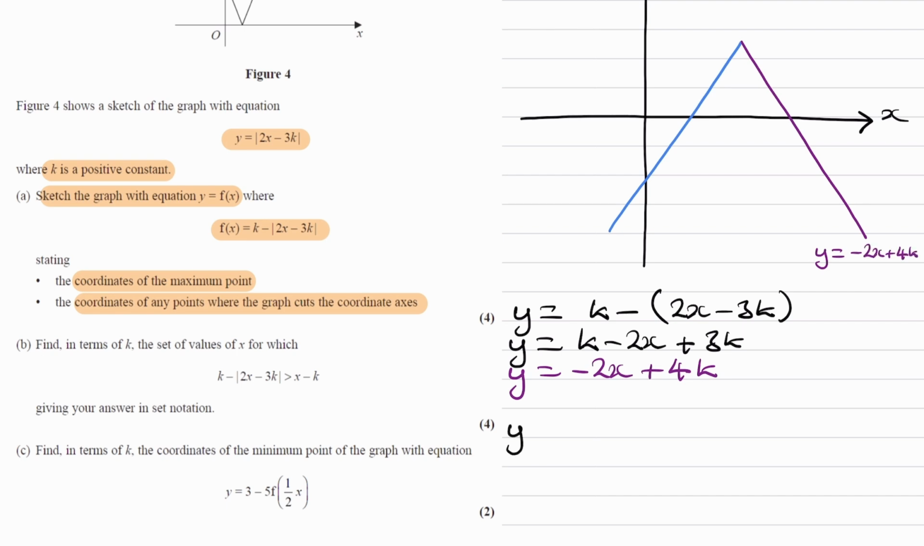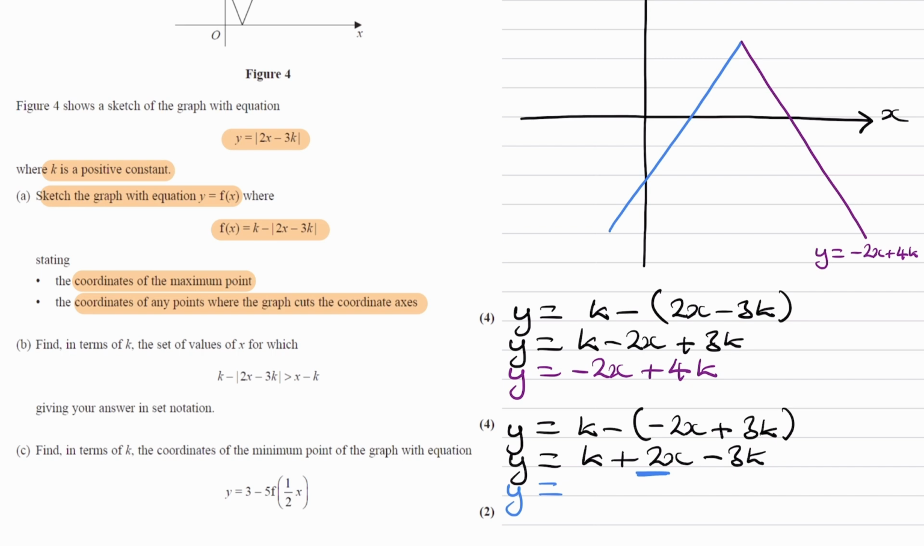And then for the other line, we now consider the negative of what's inside the modulus symbol. So y is equal to k minus, and instead of 2x minus 3k, I'm going to times that by minus 1. That will then become minus 2x plus 3k. Just multiplying what's inside the modulus symbol by minus 1 will give us the equation of the other line of the two that make up the modulus function. This is then k plus 2x minus 3k, and then expand this out. This is our blue line. It has a positive gradient, 2x minus 2k. Okay, I'll just put that on the graph.